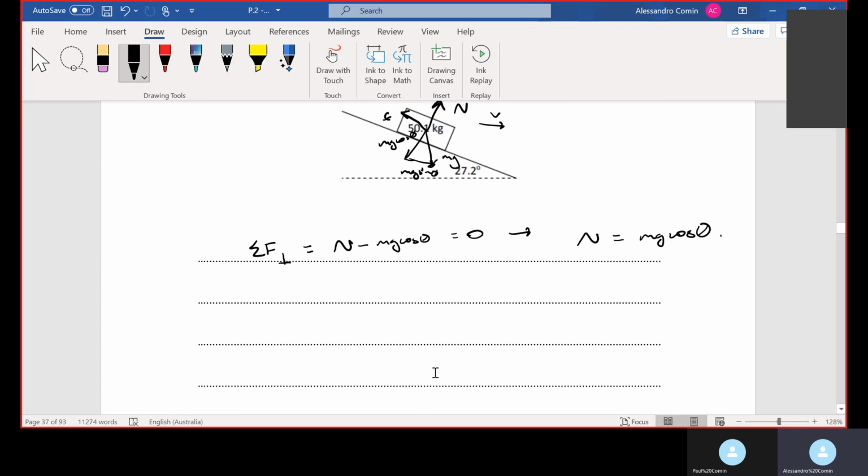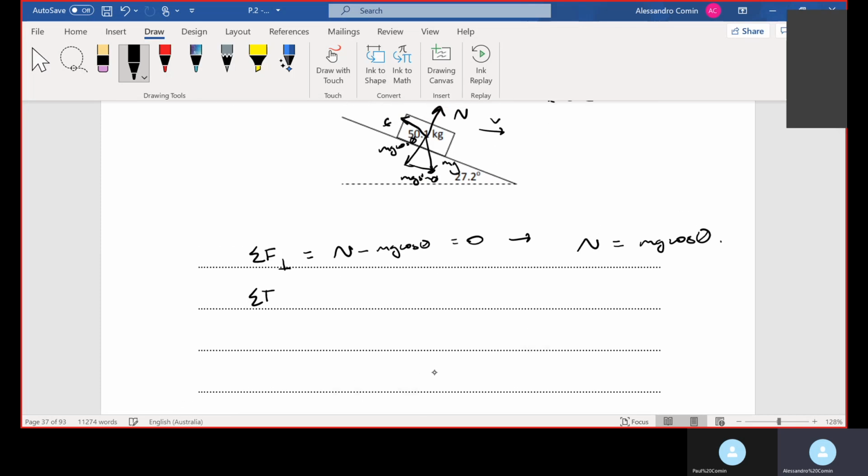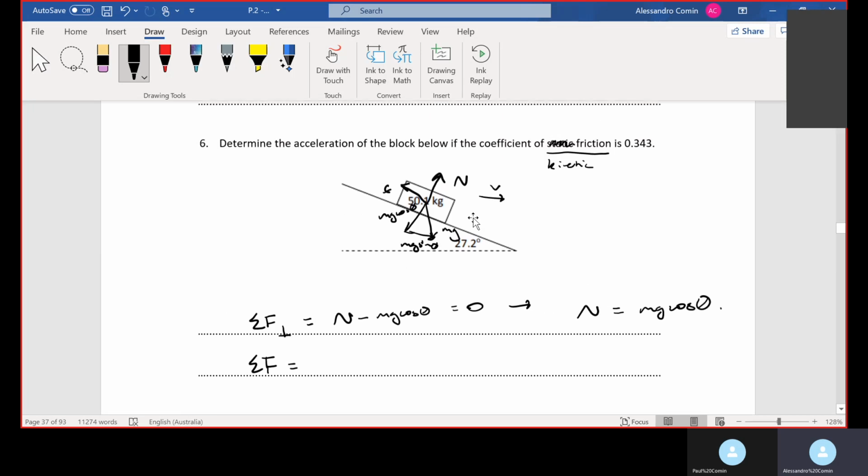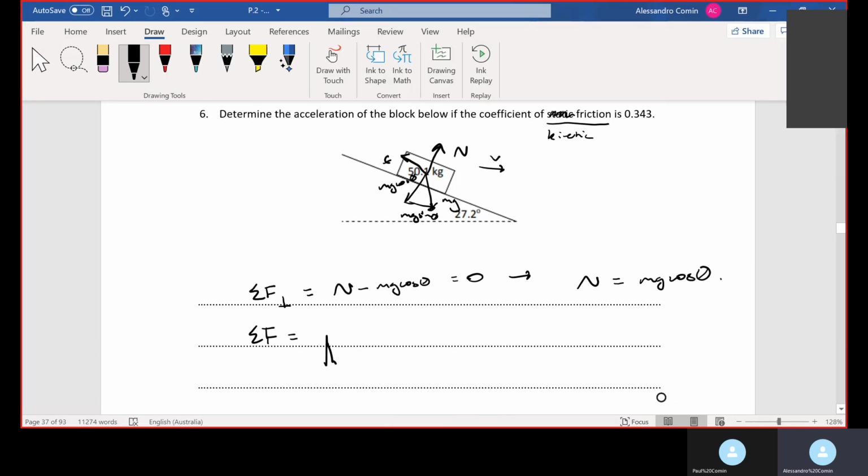And well, the second thing is actually a little bit different. So we have sigma F, and that is, remember, force down the slope minus force up the slope. That's going to equal mg sine theta, because down the slope, minus the force up the slope, which is obviously the friction force, because the friction force points in the opposite direction. All good so far?